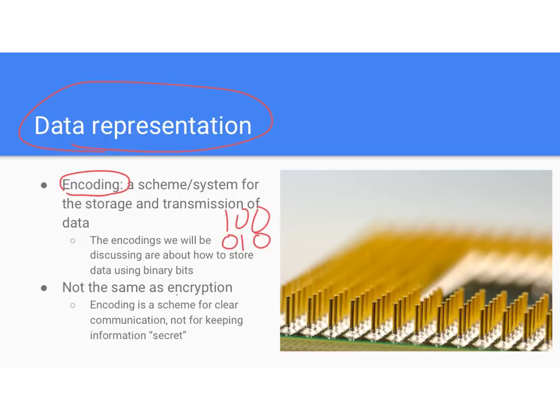It's not the same as encryption. People will use the word encrypt and encode synonymously in popular culture. You'll see it in the news. You'll hear people talk about it in movies. They'll talk about them like they're the same thing. They're not the same thing. Encrypting is for obscuring data. Encoding is for clear communication. You're not meant to keep information secret with an encoding. It's a way of enabling communication using binary bits.